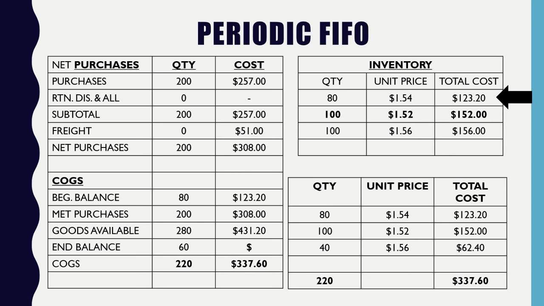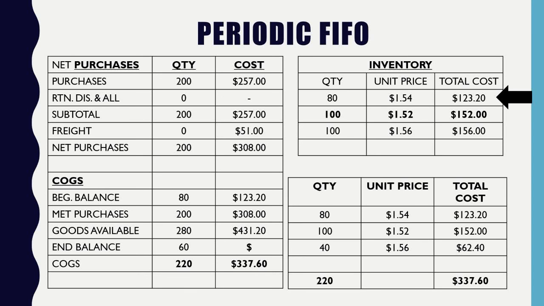40. We need 40 more. And if we look at this table up above here, we have one last batch, which is the last 100, which we just need to take 40 items out of. So then again, it cost us $1.56 each. So to find the total of just selling those 40 items, it's going to give us a total of $62.40.